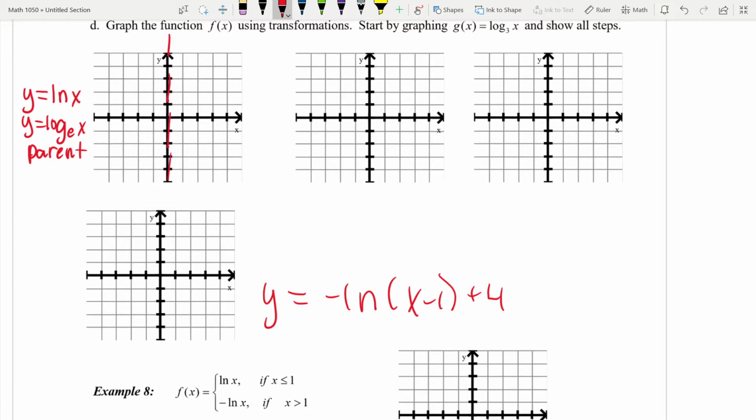So there's my asymptote. Hits 1, 0. I go right the base, which is 2.7, and then I go up 1. So it looks like that.